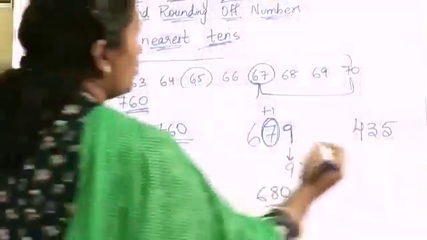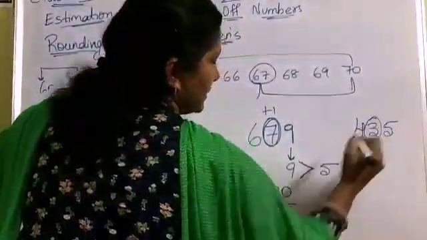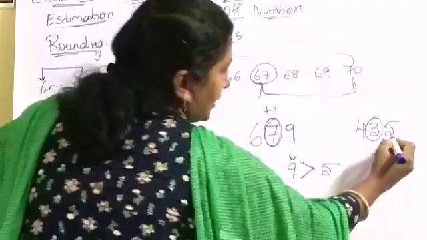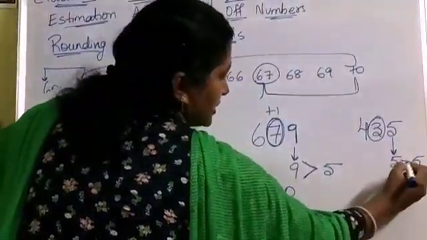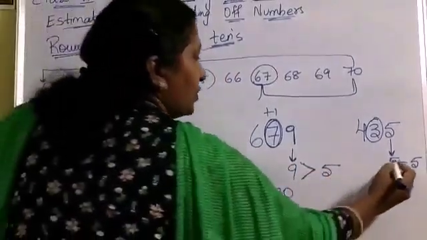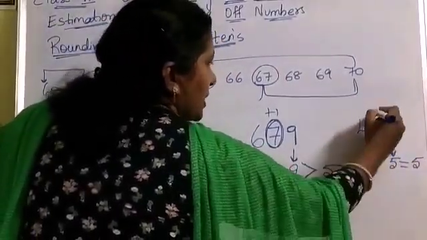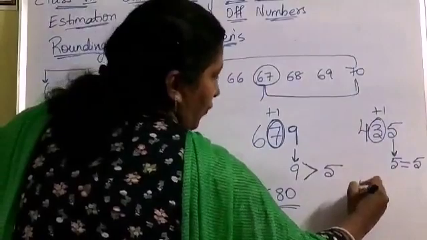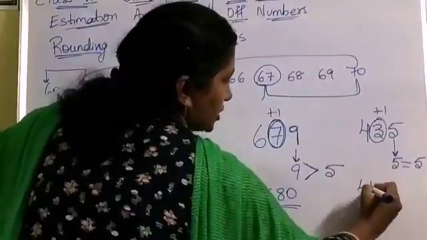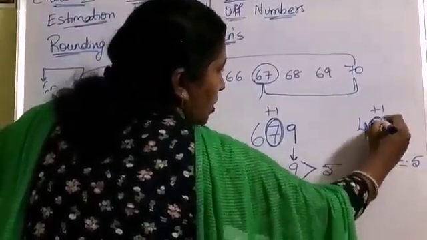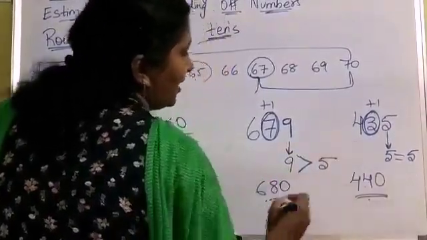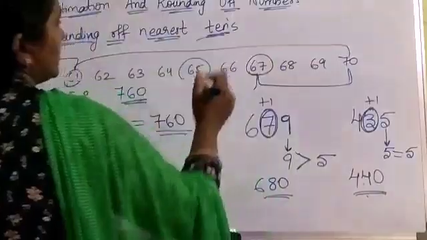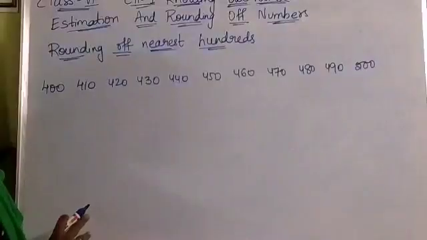435. Round off to the nearest tens. Here, compare this next number with 5. It is equal to 5. If it is equal to or greater than 5, you should add 1 to this number. So 3 plus 1 is how much? 4. And after this round off, how many digits are there? 1 digit, so you keep 0. So 440 is the nearest tens to 435.